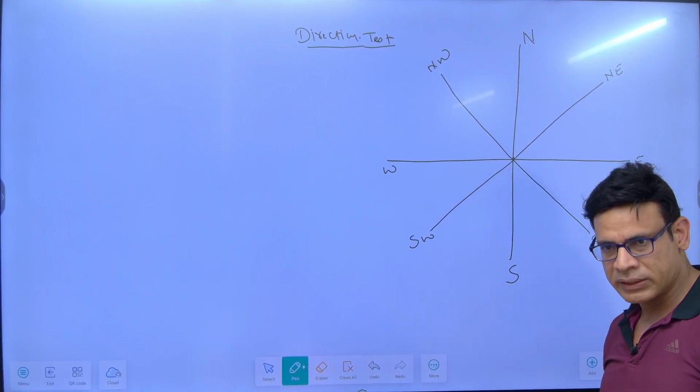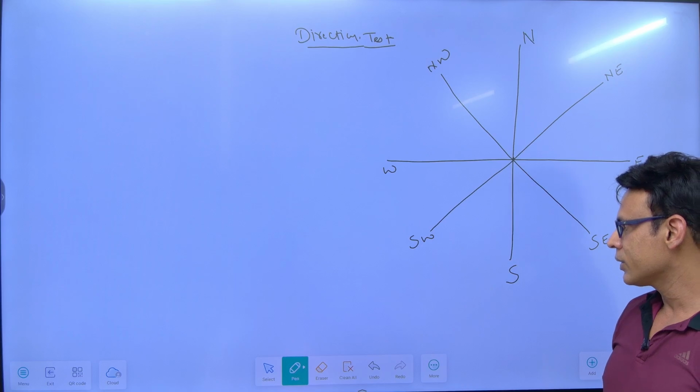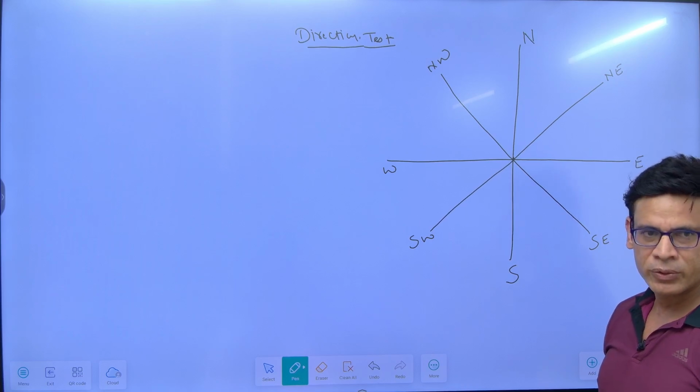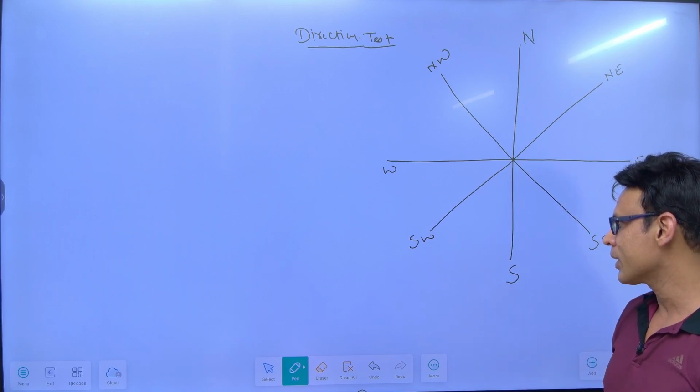Northwest in India is Rajasthan. West is basically Gujarat. Southwest is Goa. That's why, when you go to Madgaon railway station, you find SW, which stands for Southwestern Railways.